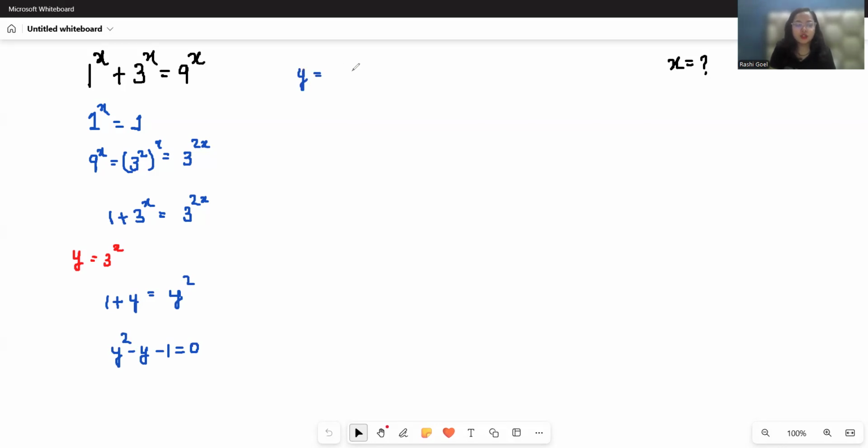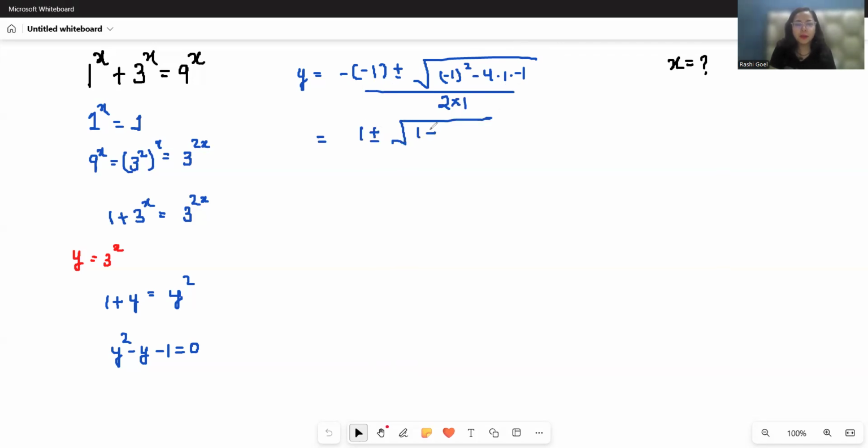y = (-(-1) ± √((-1)^2 - 4 × 1 × (-1))) / (2 × 1). So y = (1 ± √(1 + 4)) / 2. So y is (1 ± √5) / 2.